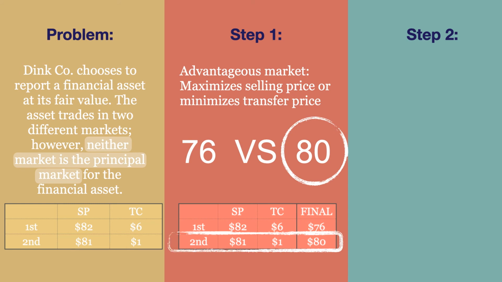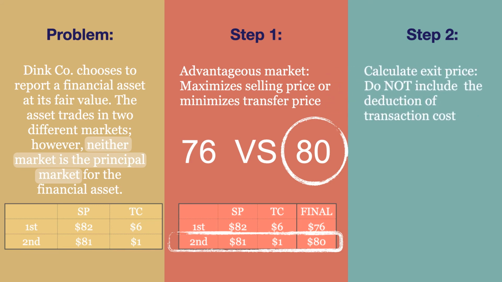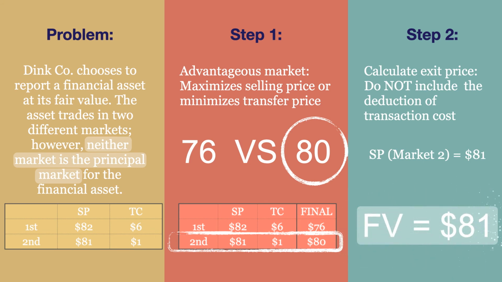Let's run with that onto our final step, step 2. This is where we will calculate the exit price or the fair value of the asset. Our instructions tell us not to include the deduction of the transaction cost in the selling price. So, we are simply going to grab the selling price of the market 2, which is $81, and not deduct the transaction cost. So, our answer is simply $81, and that is the fair value.